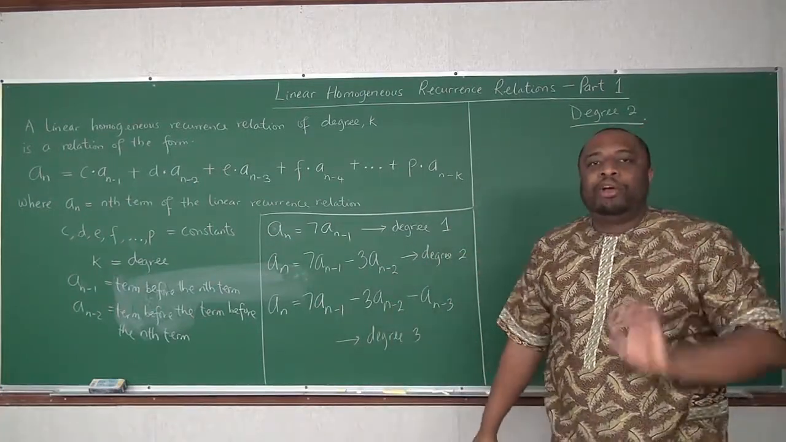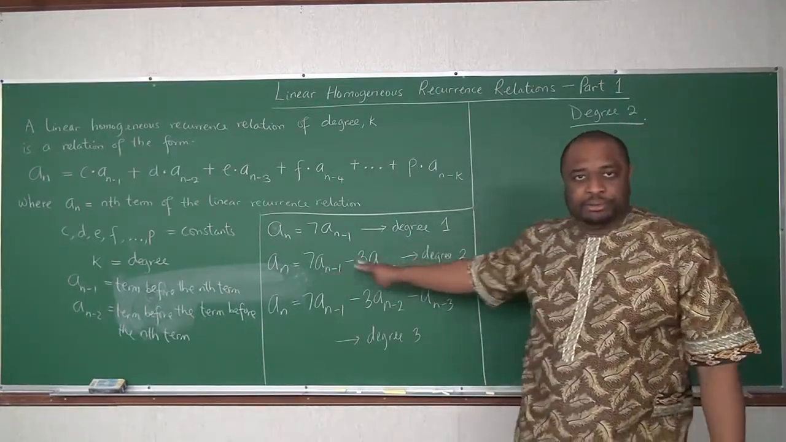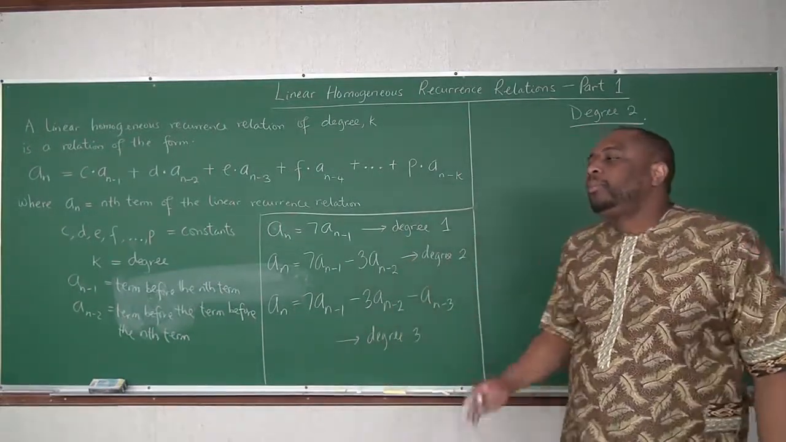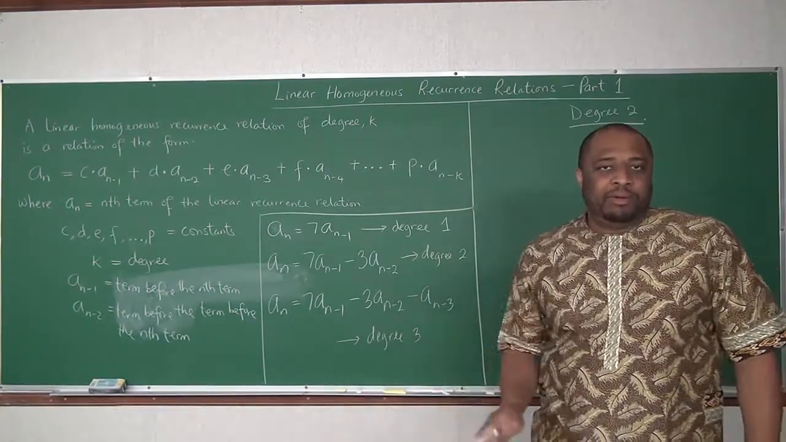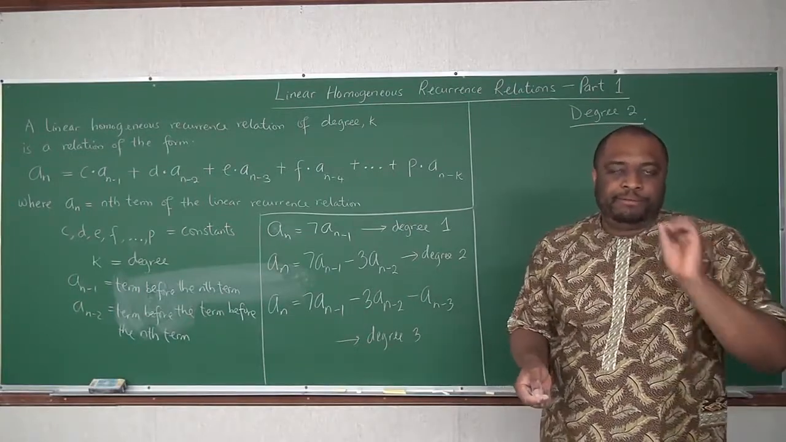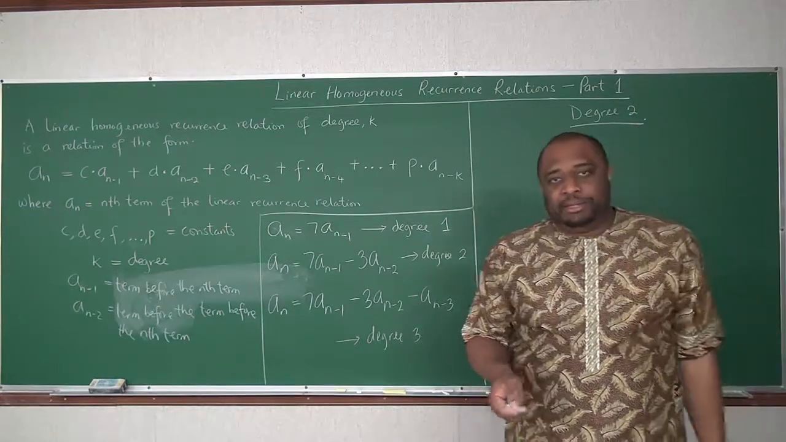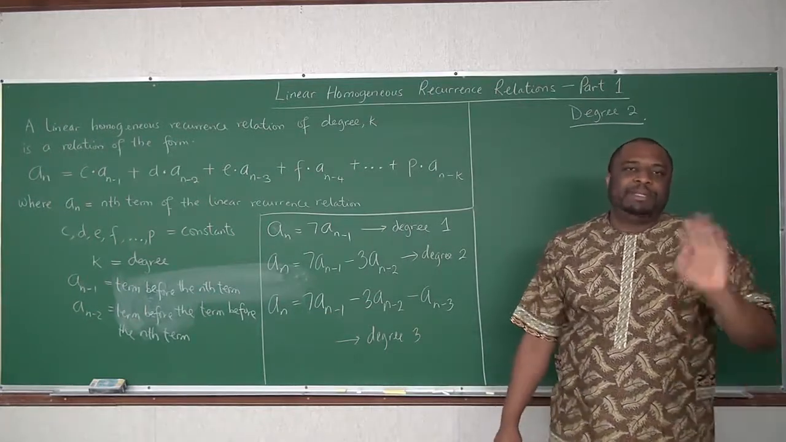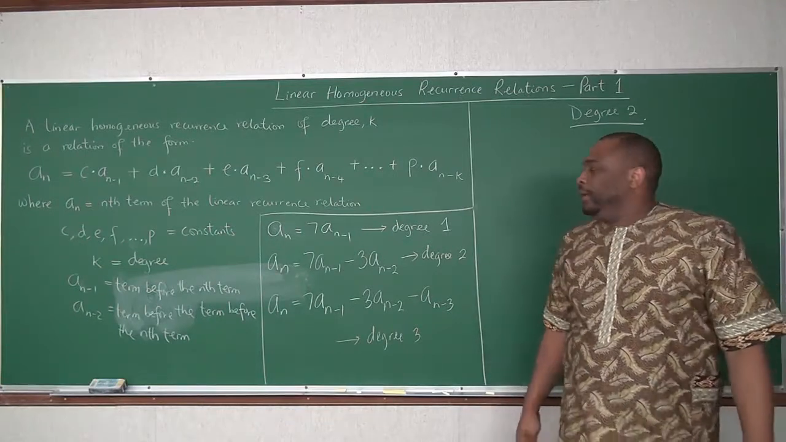However, what we are going to do is, we are given a recurrence relation, degree 2. For this video, we are just interested in degree 2. And we will write the explicit formula for that relation and check to see whether it works.